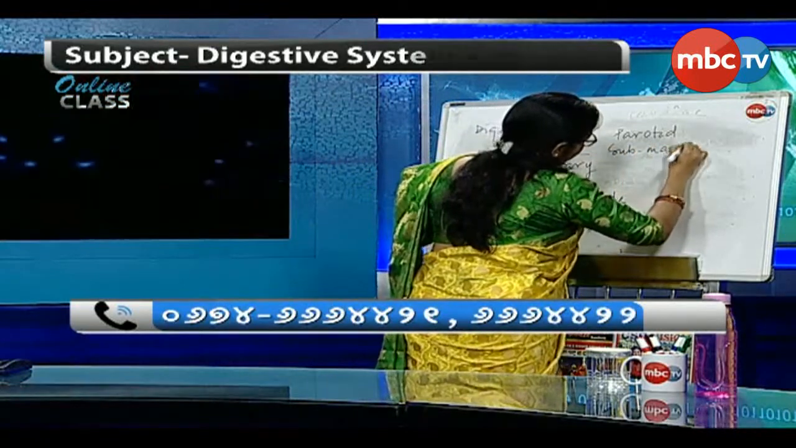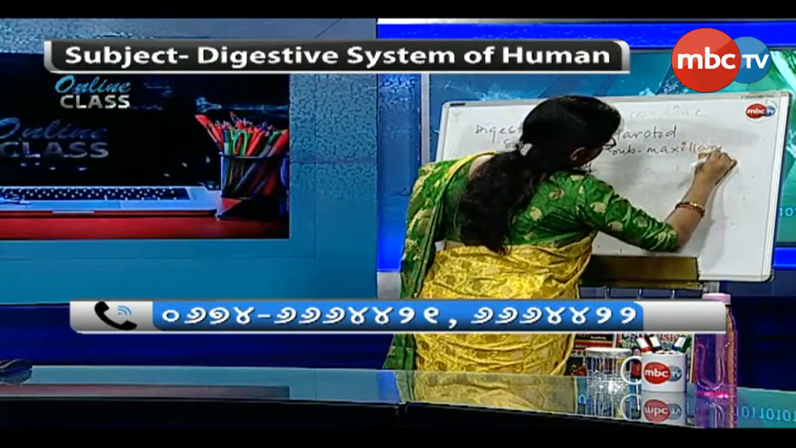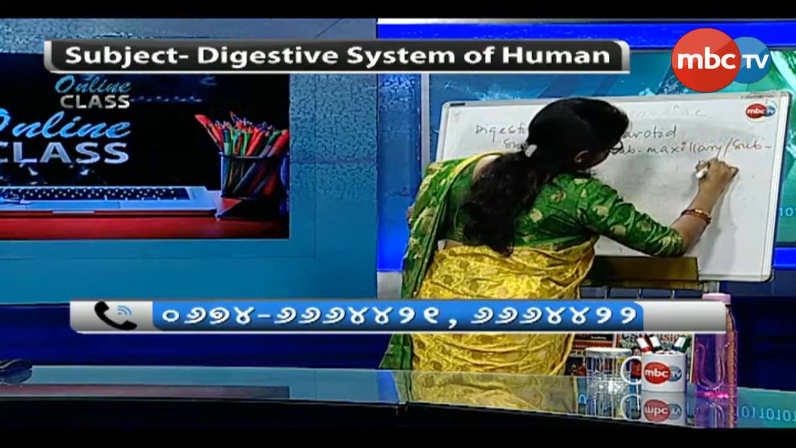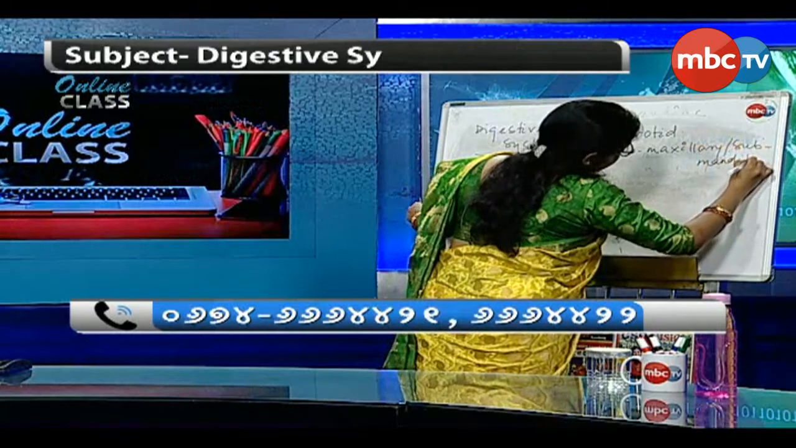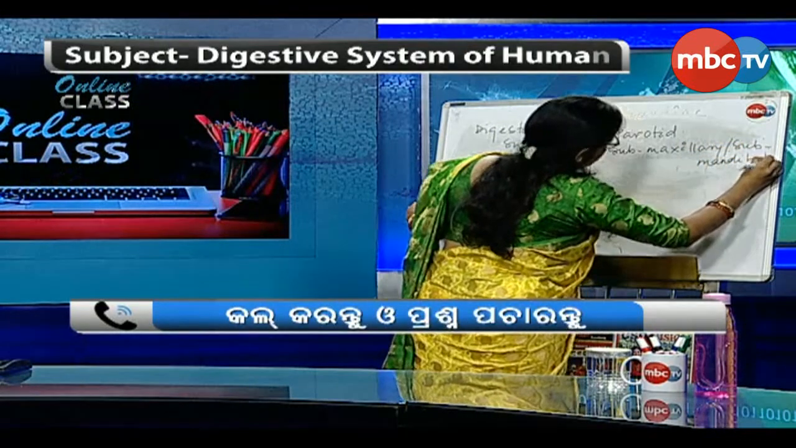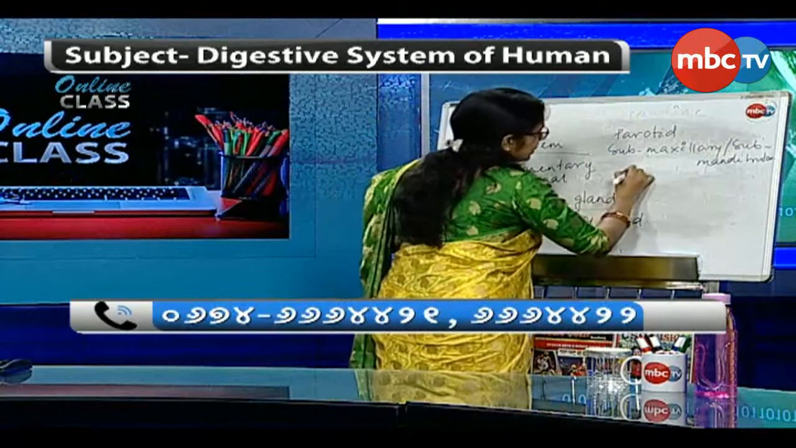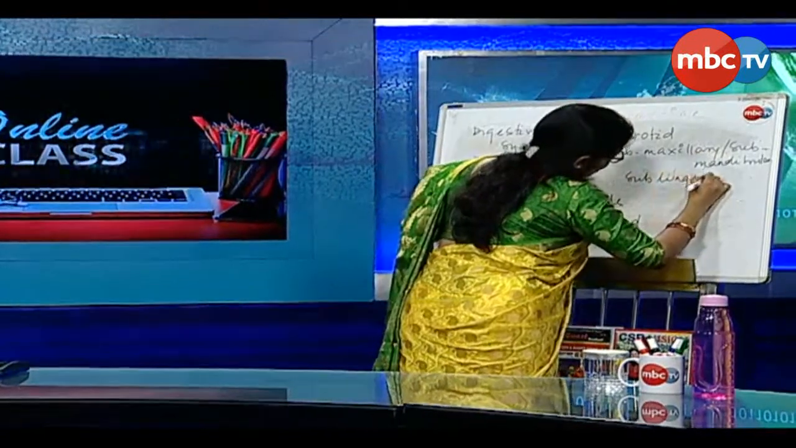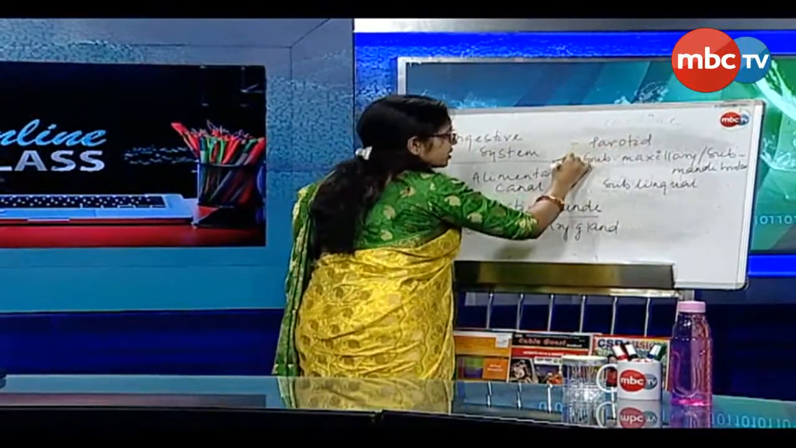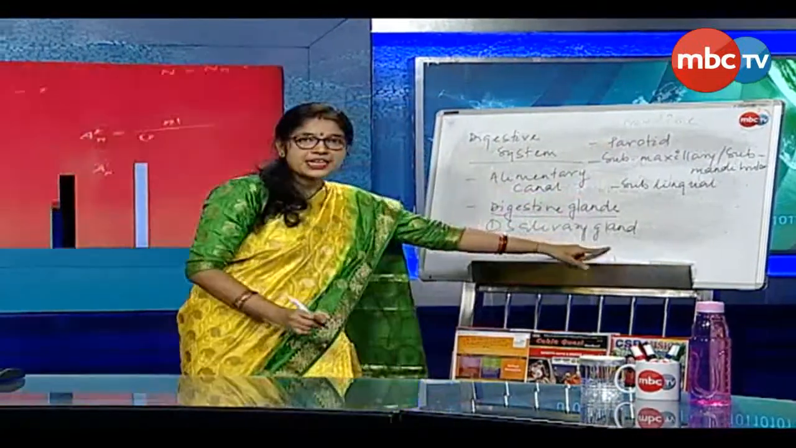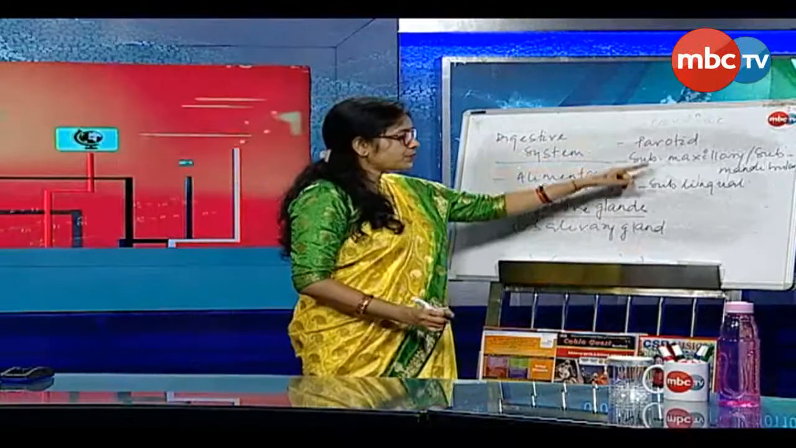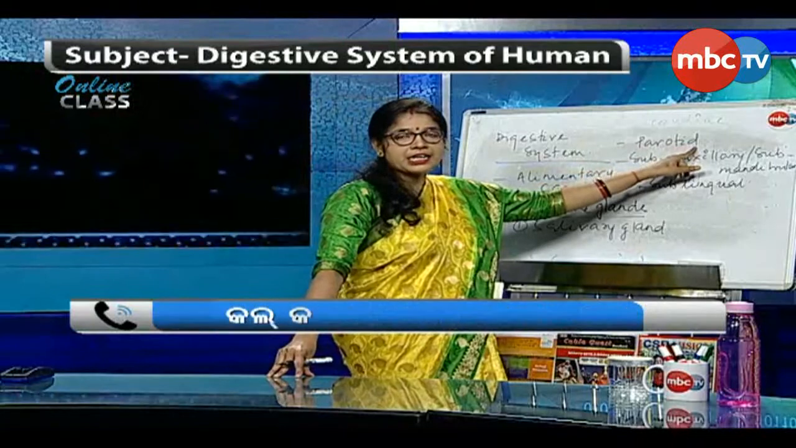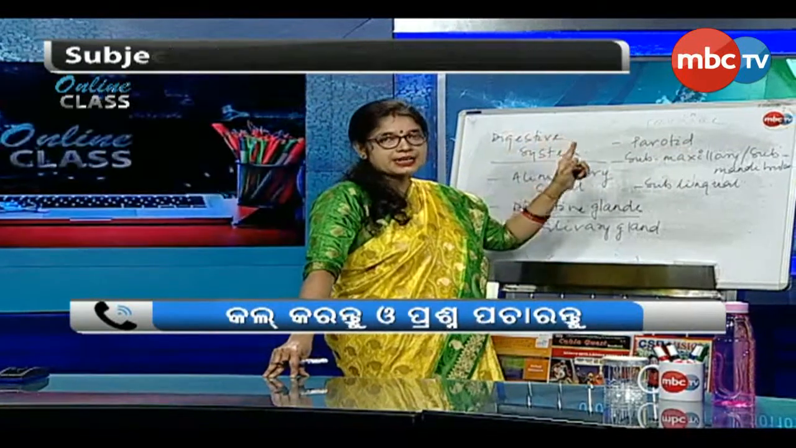submaxillary or submandibular salivary gland, and third one is sublingual salivary gland. So, these are the 3 different types of the salivary glands which are present in case of human. Out of the 3 different types, the parotid salivary gland is the largest salivary gland.